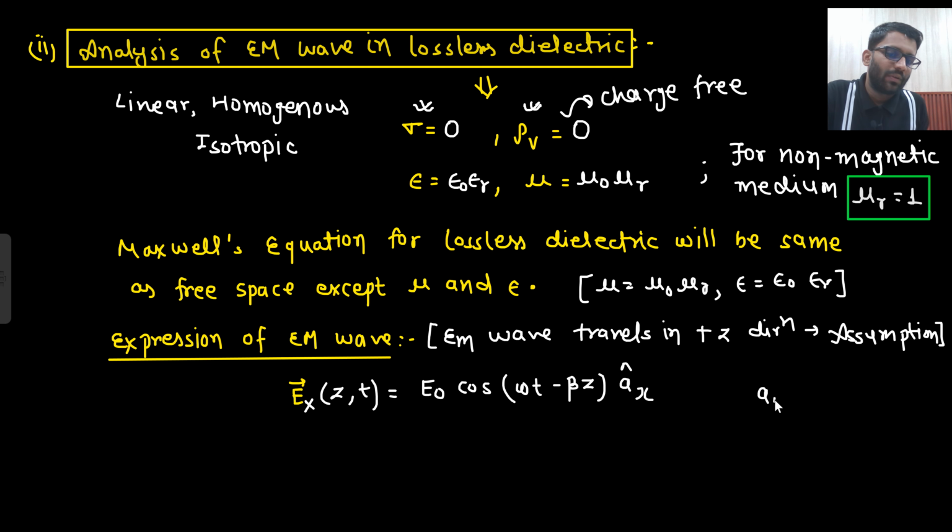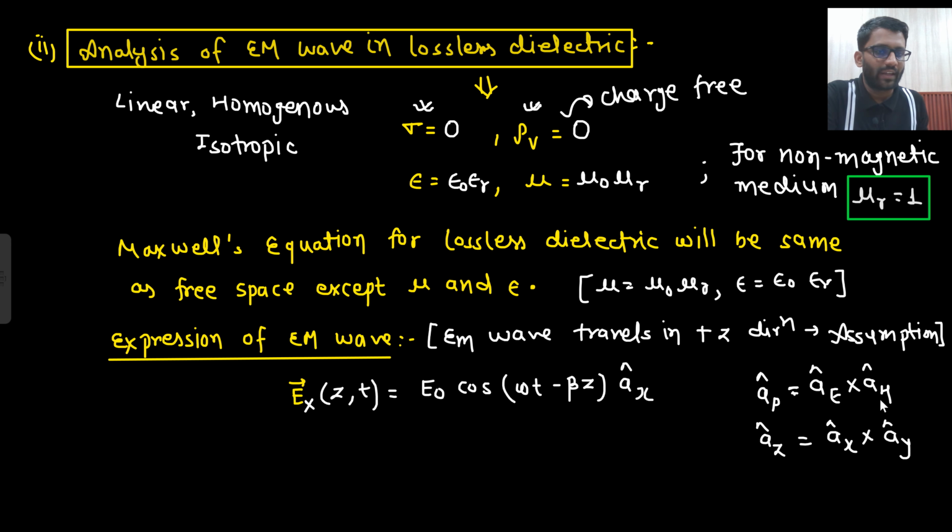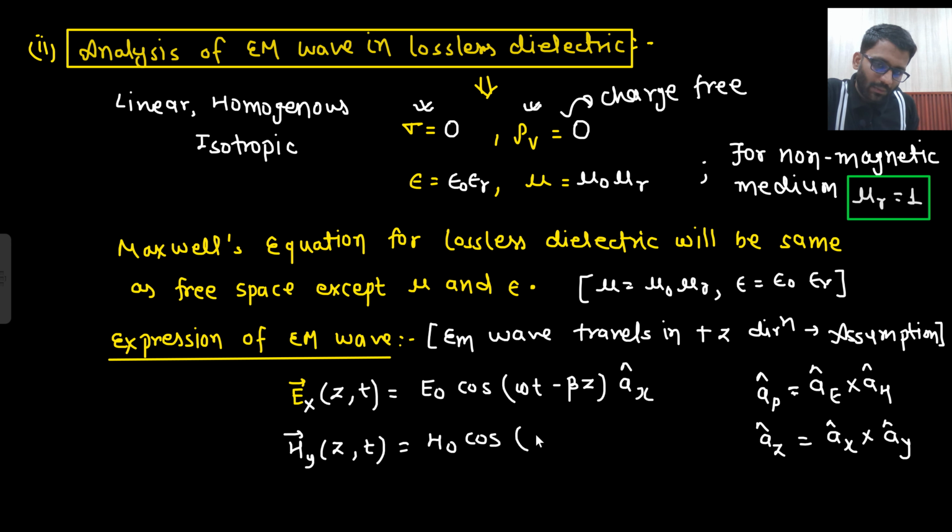And what do I know? That a_P is equal to a_E cross a_H. Two assumptions I have made: that the wave is traveling in the z direction and that the electric field is in the x direction. Sorry, it is not traveling, it has the direction of a_x cap. So what will be the direction of a_H? Where will be your magnetic field? In the y direction, so a_y cap. So a_x cross a_y cap. So if you need to write down the expression of H, how will you write it down? H naught cos(omega t minus beta z) a_y cap.